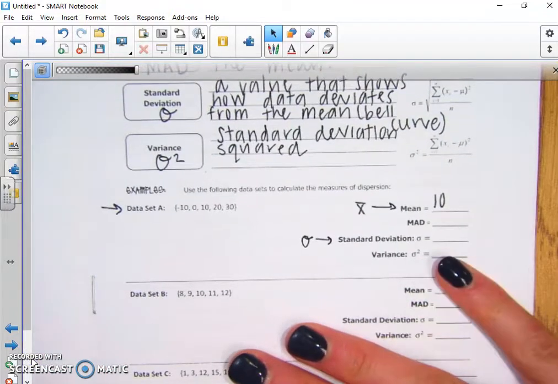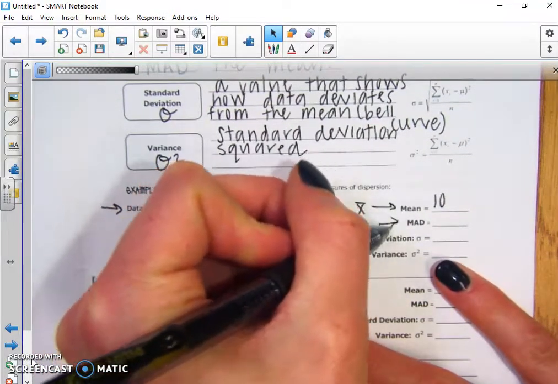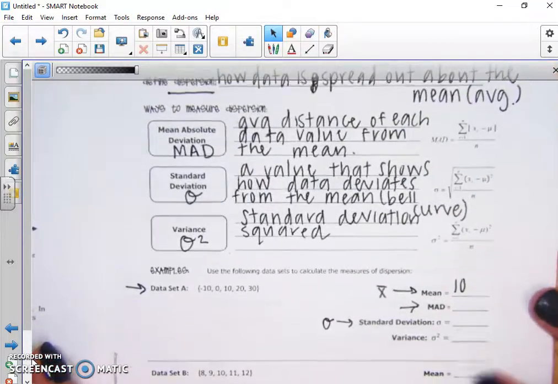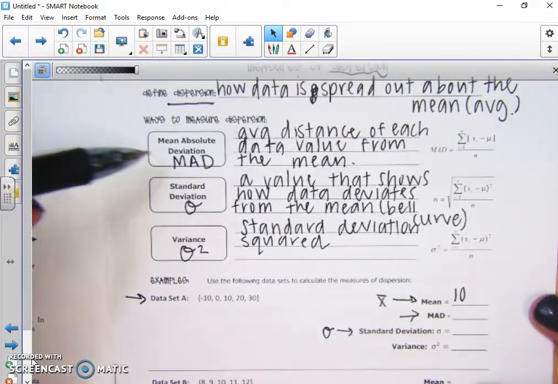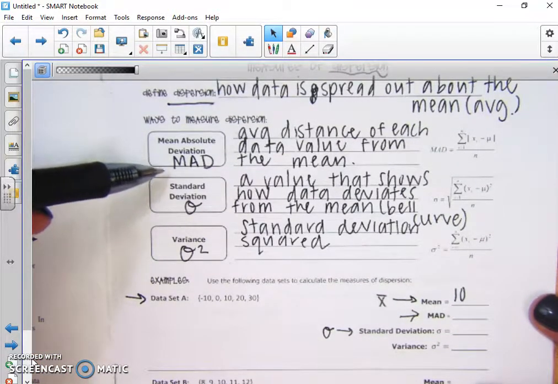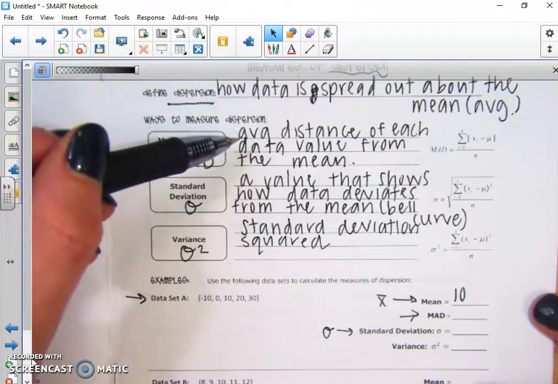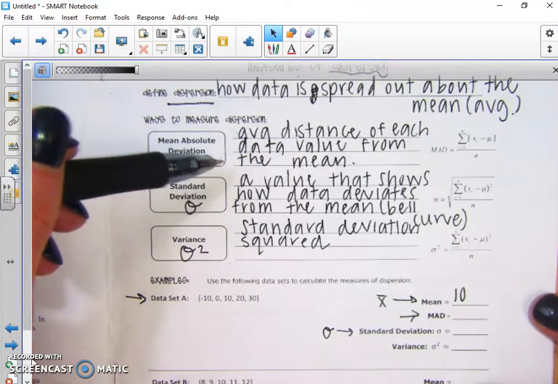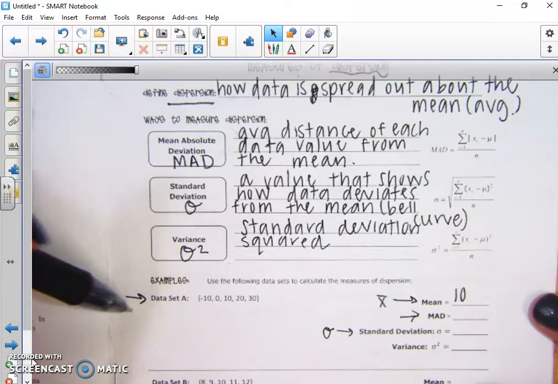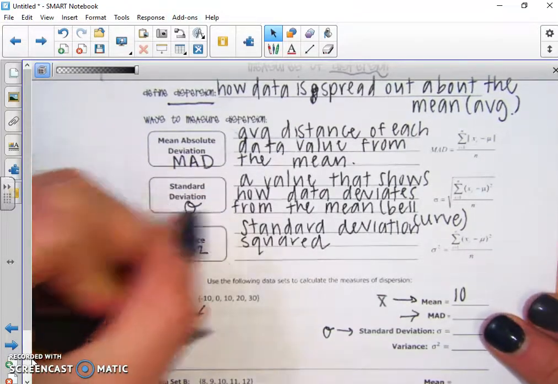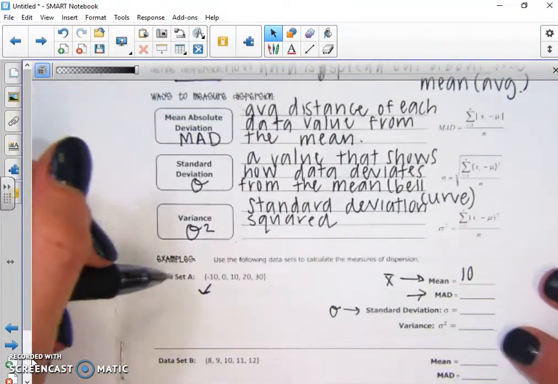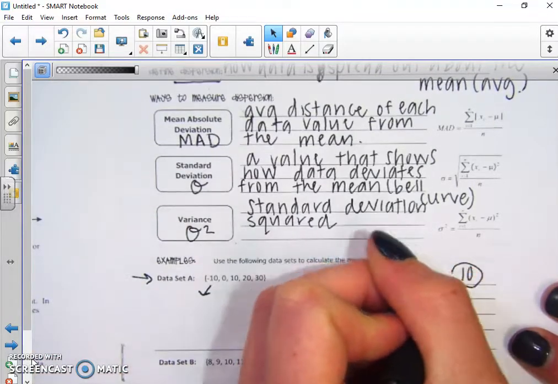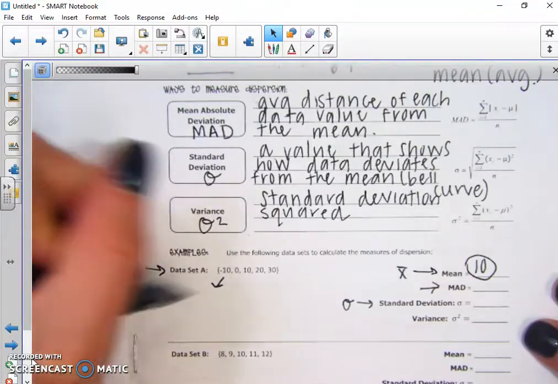The next thing we're looking for is the mean absolute deviation. So let's just think about what it actually represents. Remember, the mean absolute deviation, or the MAD, is the average distance of each value from the mean. So think about the distance from each point to the mean, okay? So the mean was 10, so we're thinking about the distance between those.